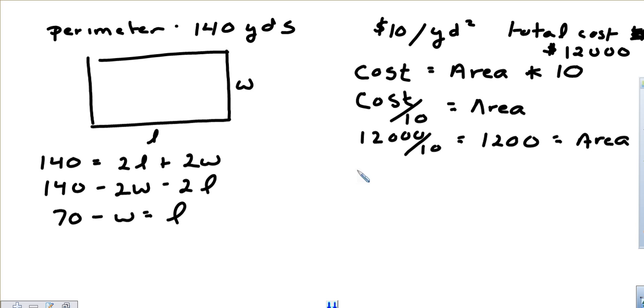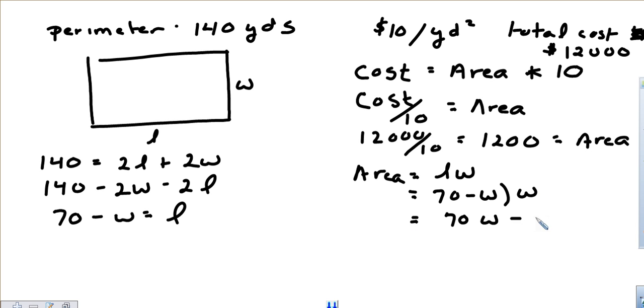So if I want to find the dimensions, how do we find the area of a rectangle? You've known that for a long time. Length times width. But we want one variable here, so we've already solved for L. L is equal to 70 minus W. So 70 minus W times W. Well, if I distribute that W, look what I have. 70W minus W squared. Ooh, that looks kind of familiar. Kind of like a quadratic. Well, I know area is 1,200. So if 1,200 is equal to 70W minus W squared, how can we go about solving that?